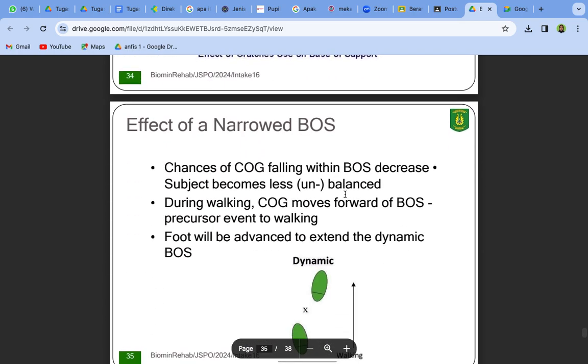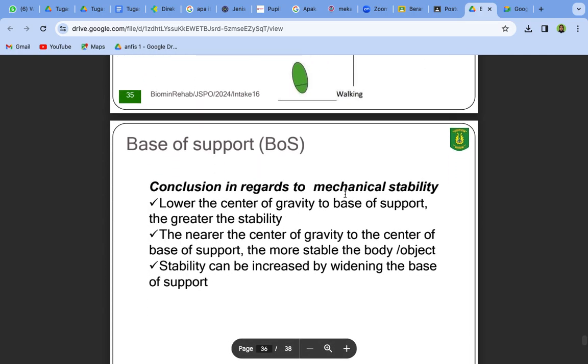Effect of a narrow BOS: the chance of COG falling within the BOS decreases, and the subject becomes less balanced. During walking, the COG moves forward of the BOS. In the process of walking, the foot will be advanced to extend the dynamic BOS.